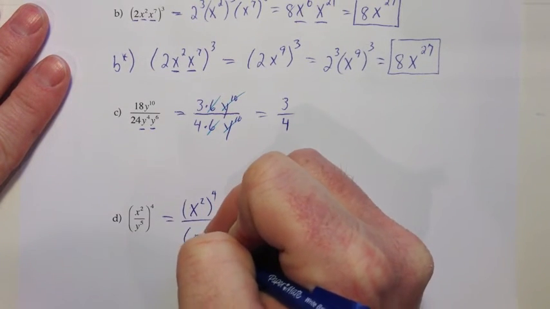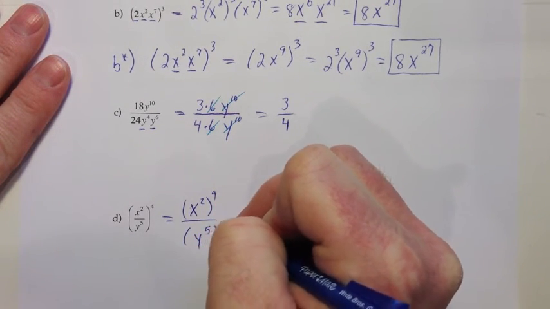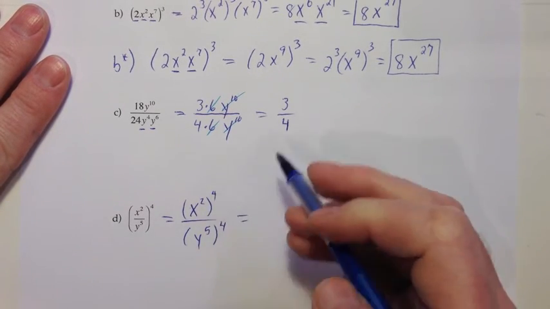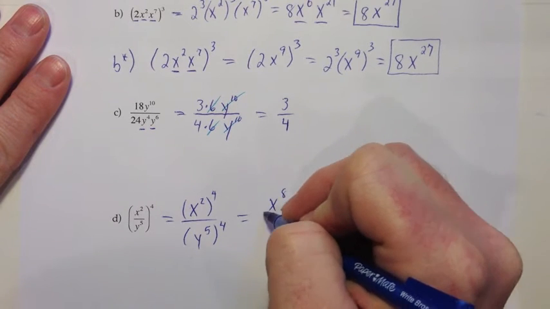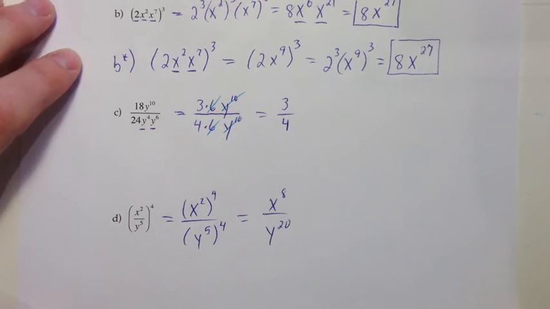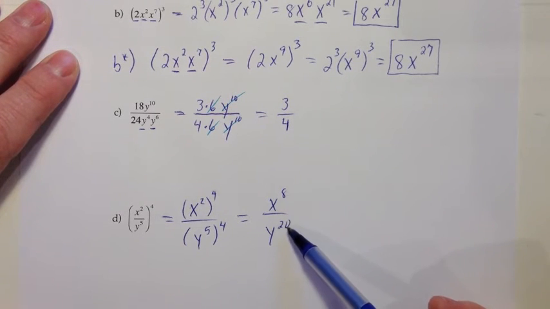Take your denominator, raise that to the power. And then now you have power to a power, so you multiply exponents, x to the 8 and y to the 20.